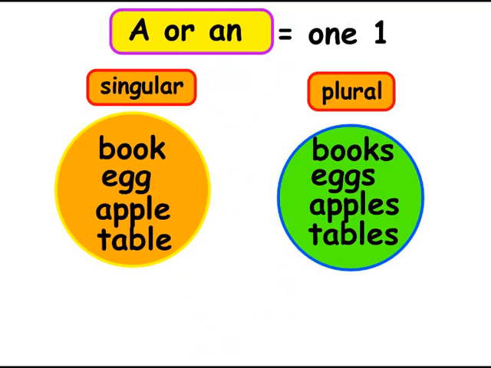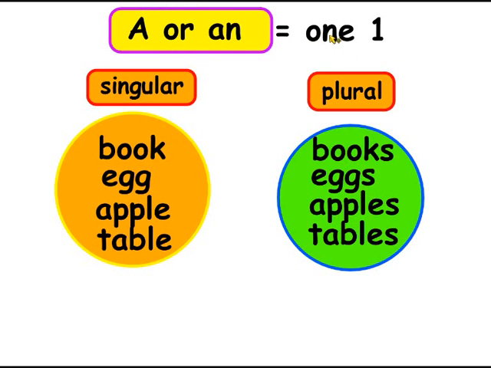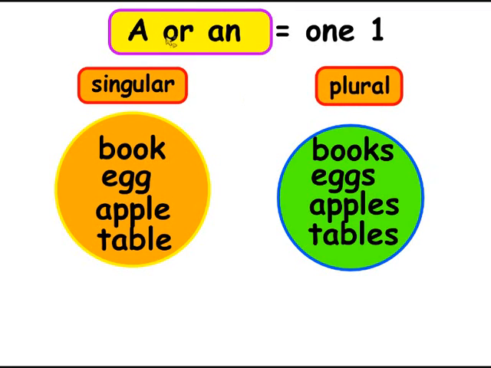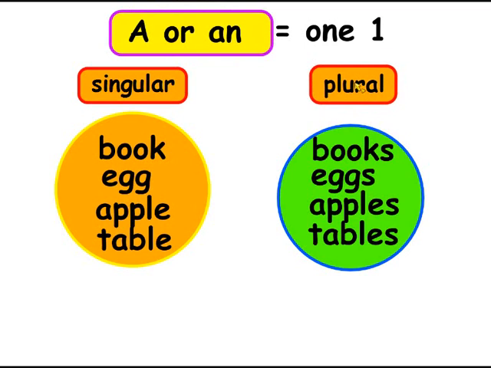Okay, first of all, a or an means one object, one person, one thing. Okay, so a or an is the same thing as number one. So what do you think? Can we use a or an in the singular form? And can we use a or an in the plural form?